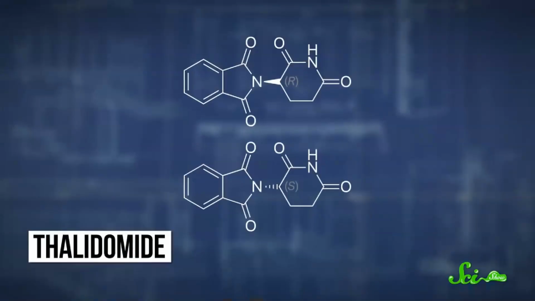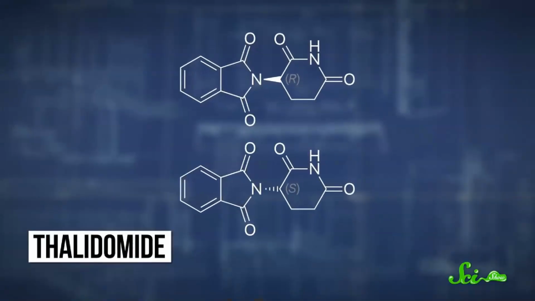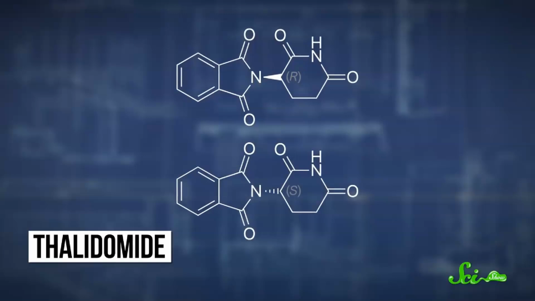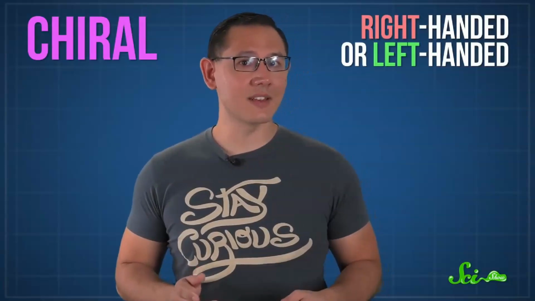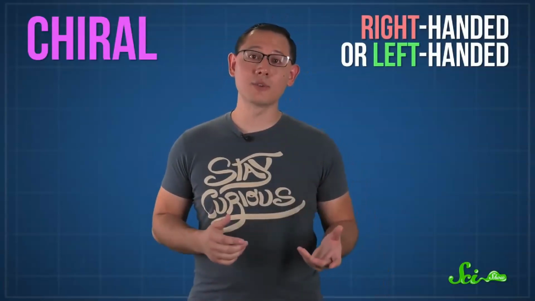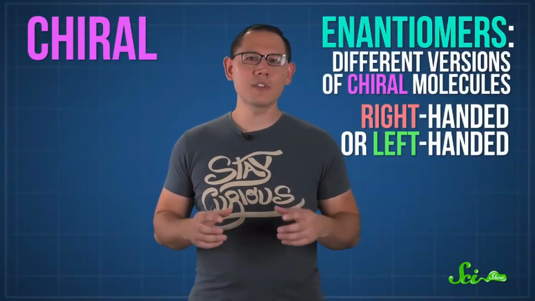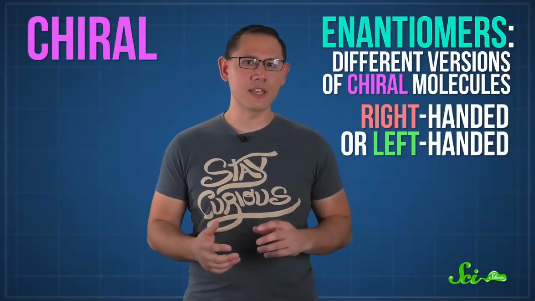What researchers didn't know at the time was that there were actually two versions of the thalidomide molecule. Thalidomide, which is made up of 3 connected rings of carbon and nitrogen atoms, plus some oxygen and hydrogen, is what's known as a chiral molecule. Chiral comes from the Greek for hand or claw, and chemists often think of chiral molecules as being right-handed or left-handed. And that's because the different versions of chiral molecules, called enantiomers, are made up of all the same parts but arranged differently, just like your hands.